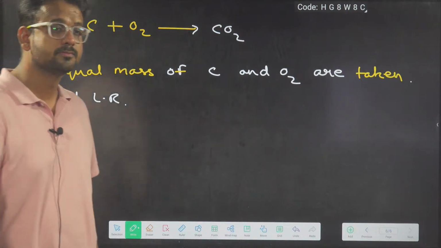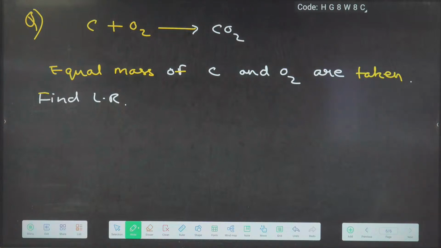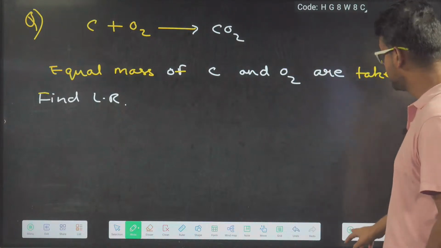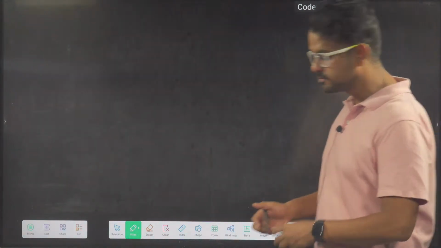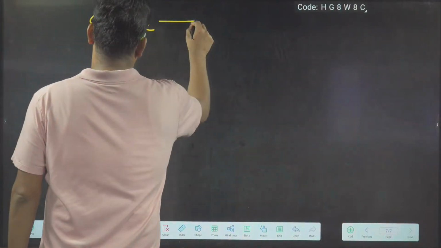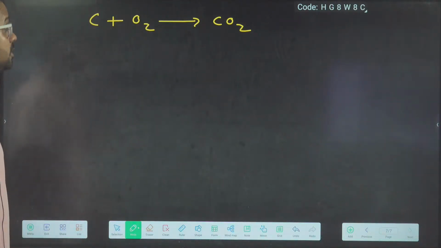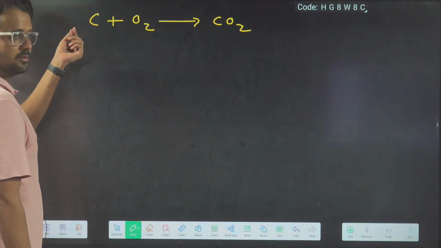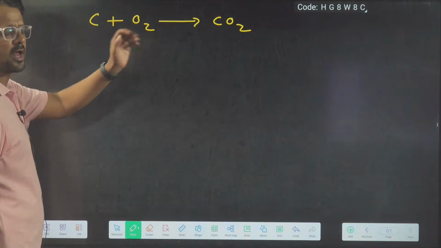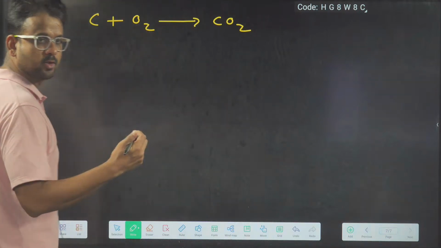Both are LR? No, that is not possible. See, how will we do this? Let's try to understand. Equal masses are taken. So equal masses means you can take 1 gram, 2 gram, x gram, whatever makes you happy.